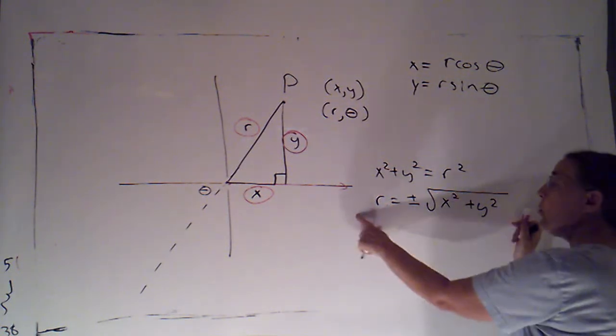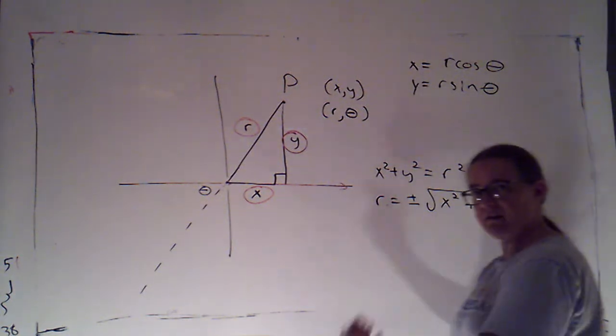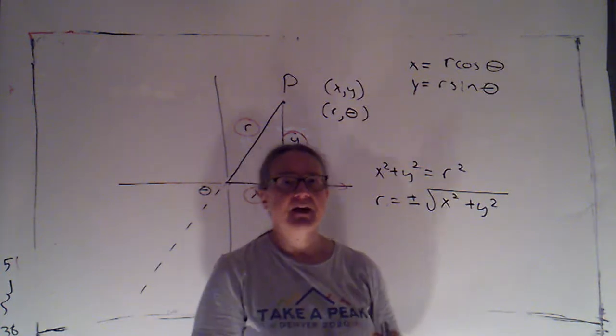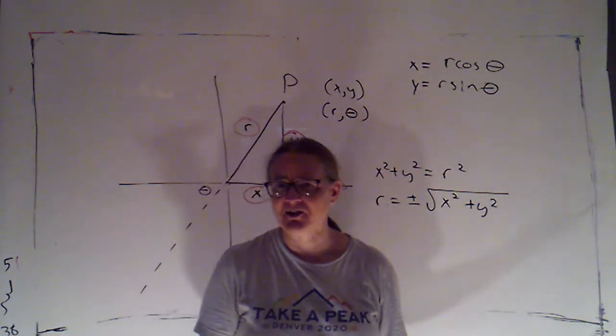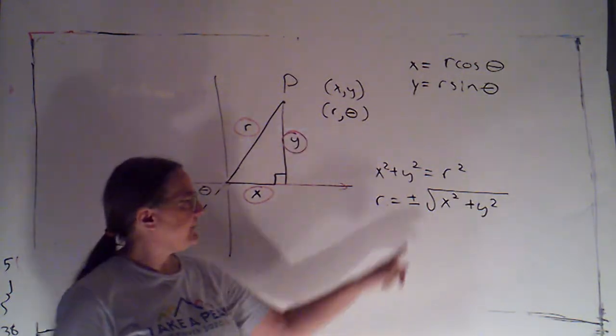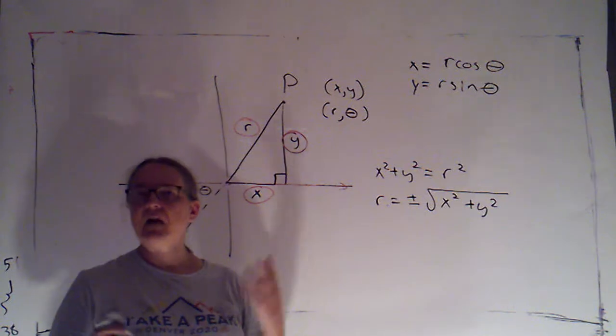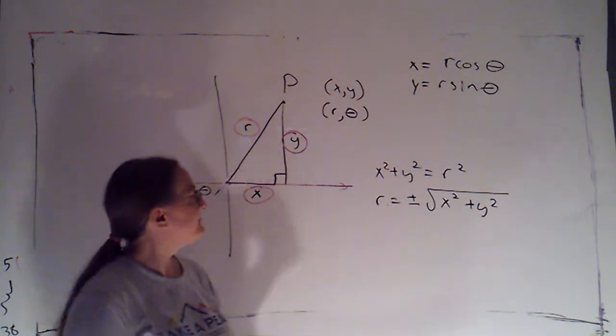And of course, whether I choose the positive or the negative, that choice has to go hand in hand with my choice of theta. If I choose r to be positive, which I usually do because it's simpler, I'm going to choose theta to land in the same quadrant as the point. If I choose r to be negative, I would have to choose theta to land in the diagonally opposite quadrant.